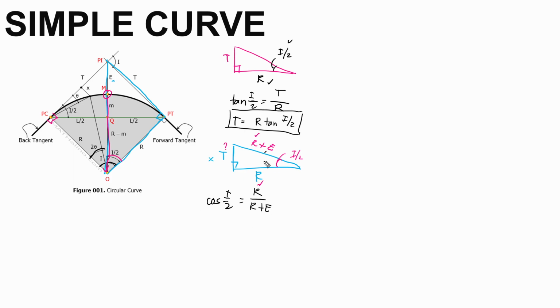And then, transpose, simplify, cross multiply, etc., to extract E. So, basically, what happens is, let's do it. That is R plus E equals R over cosine I over 2, and then we transpose. So, E equals R over cosine I over 2 minus R. And then that's it.